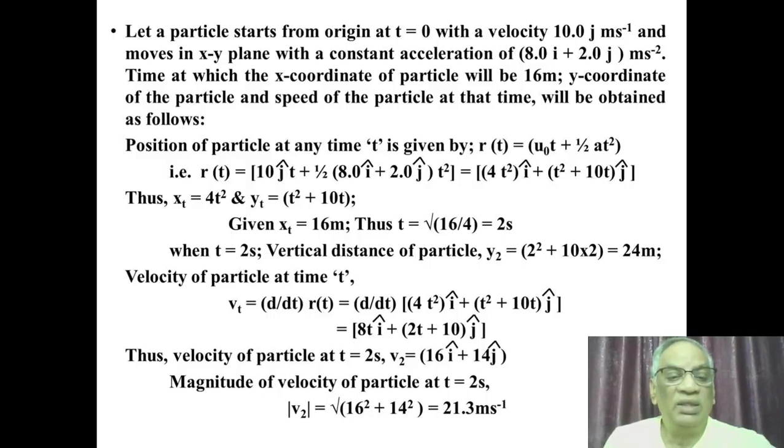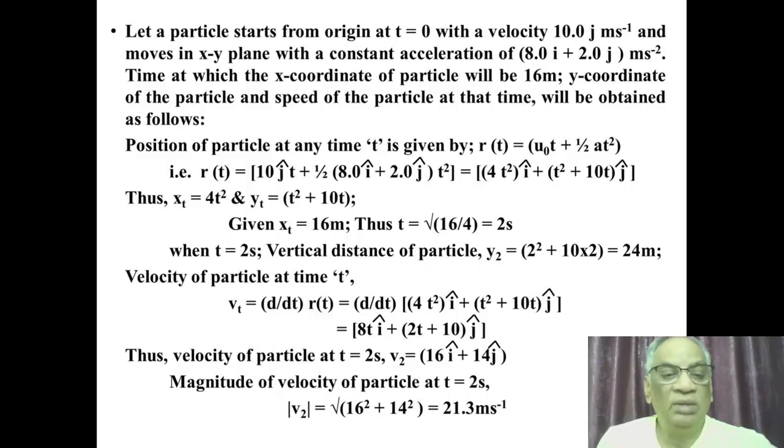It is given x(t) is equal to 16 meters. We want to find out the time when x(t) is equal to 16 meters. Thus, time is equal to square root of 16 by 4, that is square root of 4, that is 2 seconds. Now we know the time when the x coordinate is 16 meters. Then the vertical distance of the particle is y(2), that is at time t equal to 2 seconds, 2 square plus 10 into 2, that is 24 meters.